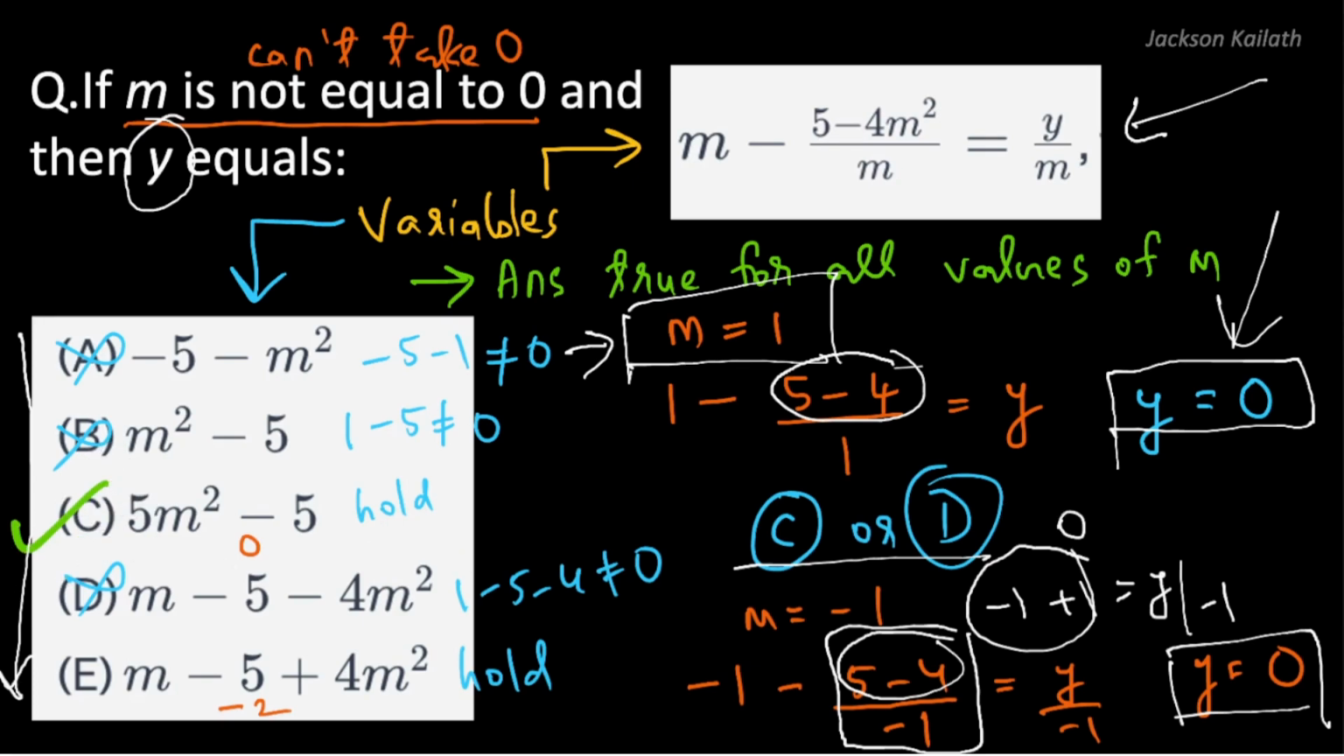Let's quickly revise and think about what we did over here. We have seen that in the question stem you have variables, and in the answer options also you have variables. So we have seen that whatever we choose over here should be true for all values of m.